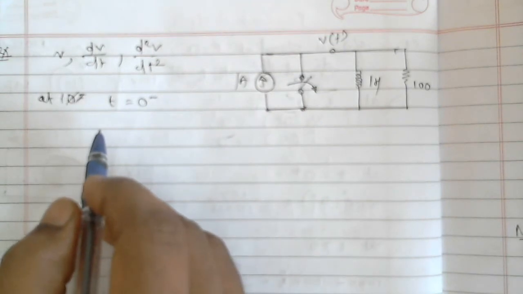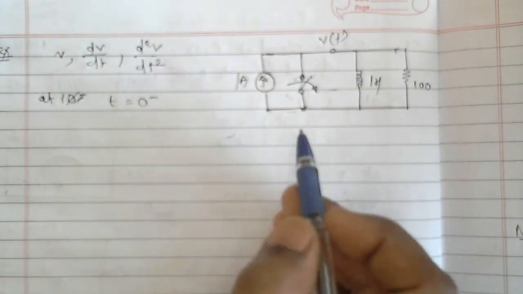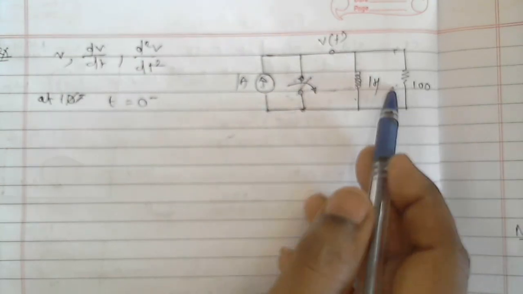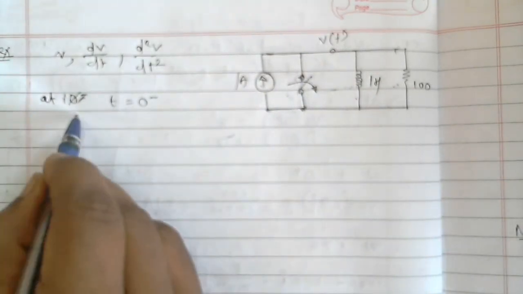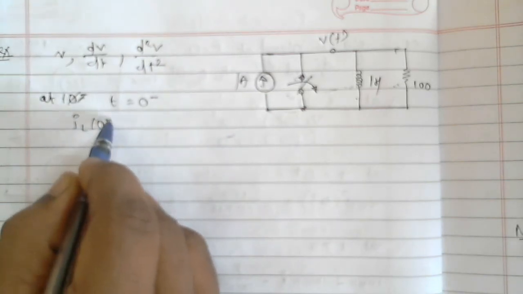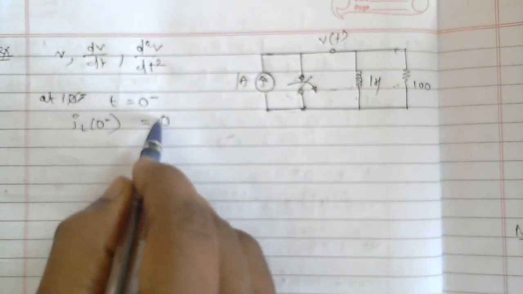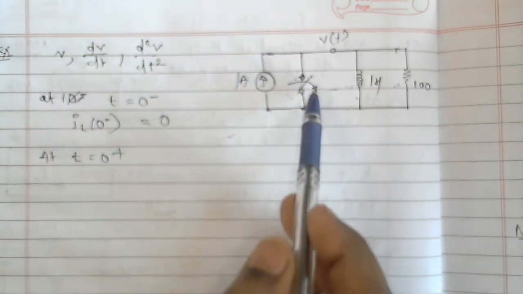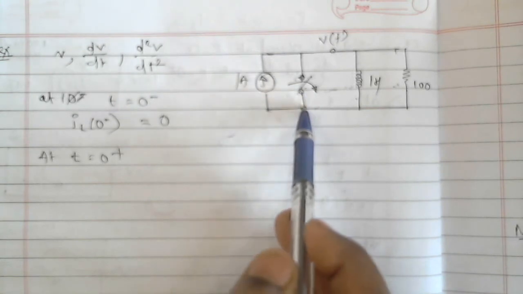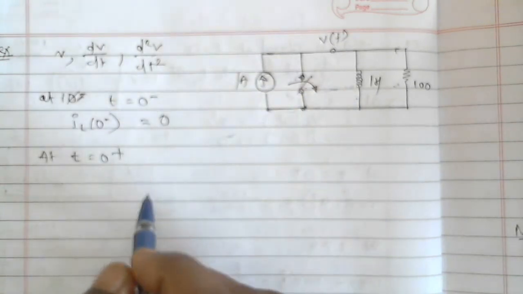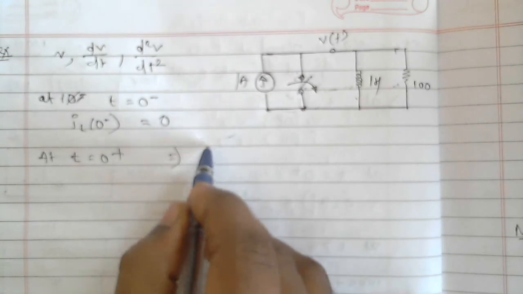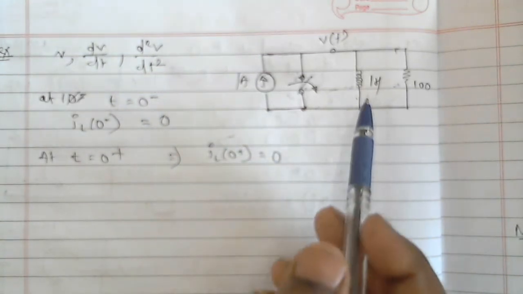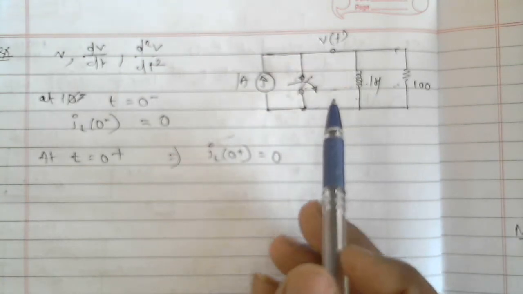At t equal to 0 minus, this switch was closed. When this switch is closed, all these terms vanish because it is a short circuit. So in that condition, what is the current through the inductor? The inductor will not have any current, so it will be 0. Now at t equal to 0 plus, you open the switch, but instantly the current through the inductor cannot change, so I can directly write that the current through the inductor at 0 plus is again 0. No need to calculate because there is no sudden change in current.